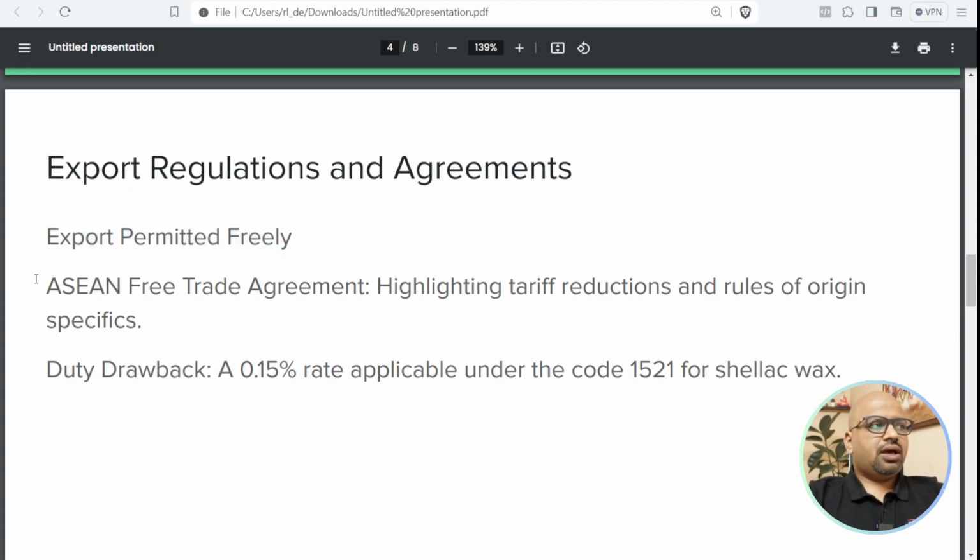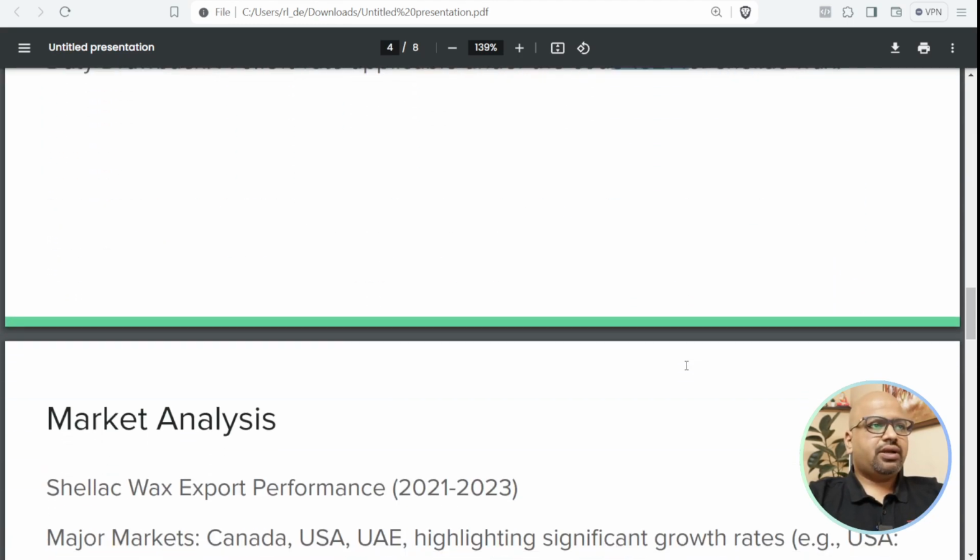Why is the ASEAN free trade agreement mentioned here? There are a lot of markets, the Asian market is very near, and moreover you get an extra benefit because of this trade agreement. You have a lot of tax exemptions, which is 0% duty on import duties in that country. The duty drawback is 0.15%. If you're importing machinery and working with it, you get a duty drawback.